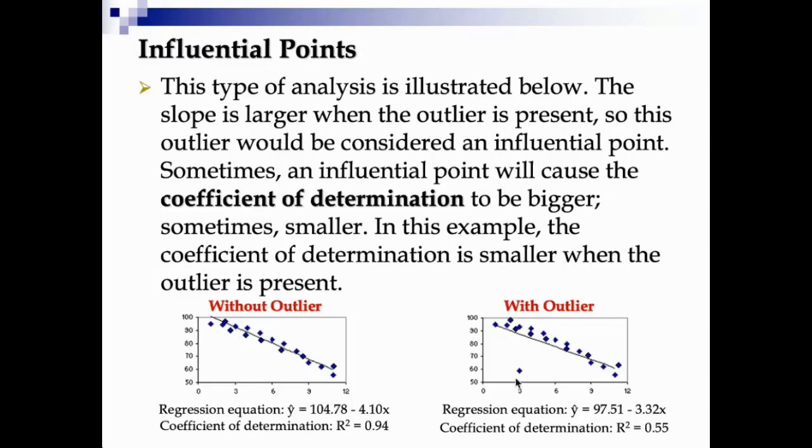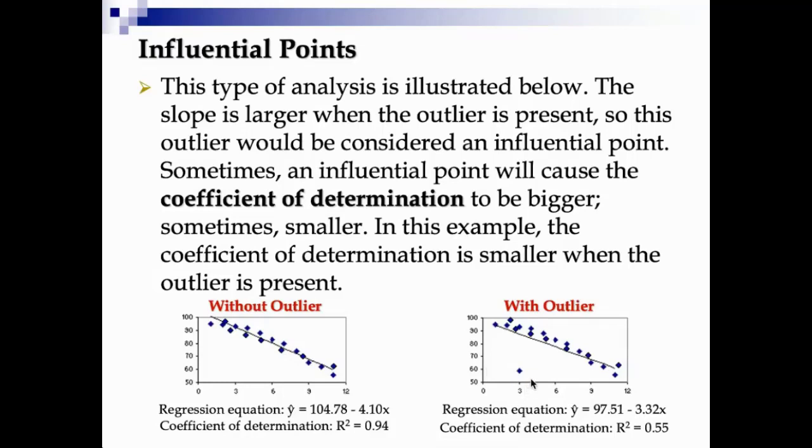So because it has this outlier, if you look at it, the slope goes from 104.78 to 97.51. No, I'm sorry, that's the y-intercept. The slope is negative 4.10. So if it goes from negative 4.10 to negative 3.32, that is changing our slope. And I would say that that's a fairly significant change in our slope. Because that changes our slope, this point right here can be considered an influential point.